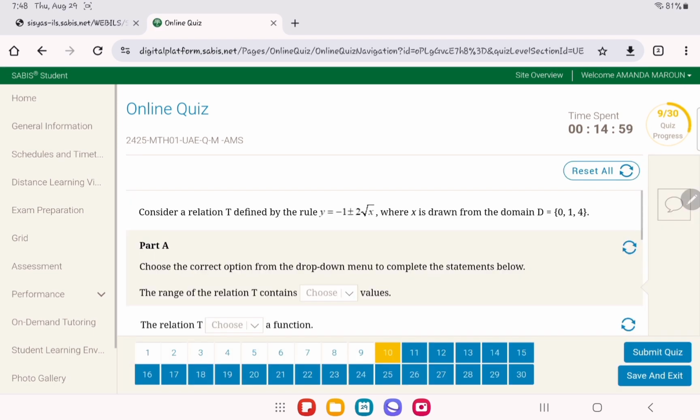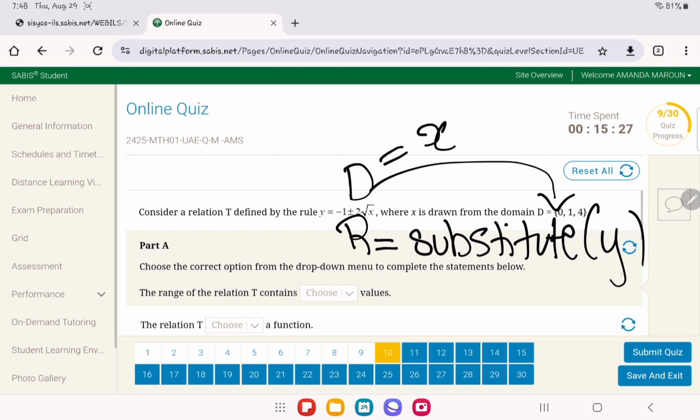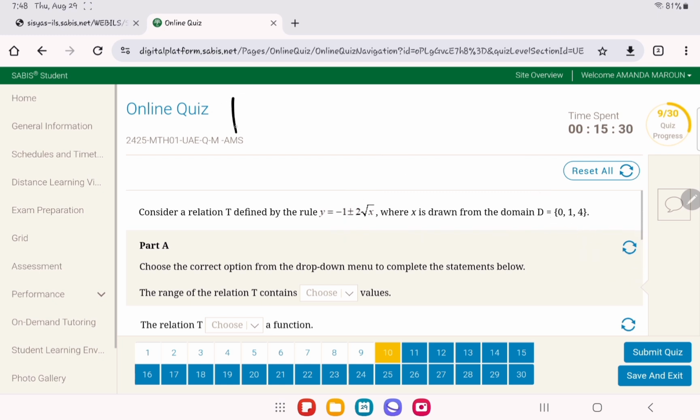Number 10. Consider a relation T defined by the rule y equals -1 plus or minus 2 radical x, where x is drawn from the domain 0, 1, and 4. Some things to explain. A domain is always given, and domain is always the x. The range we need to find by substituting. So range equals substitute. Okay, it's the y. I'm gonna write it up. Domain equals x, range equals y.